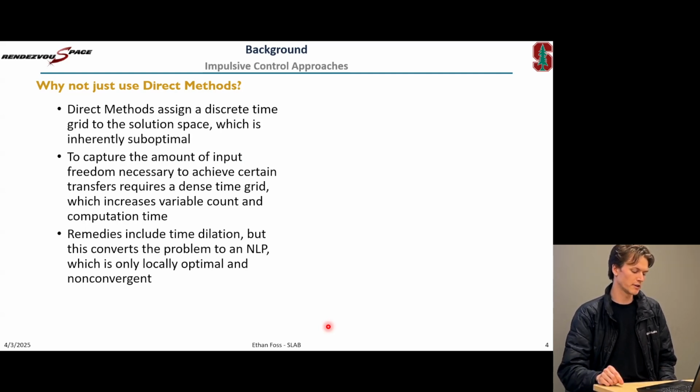There are several remedies to this problem. You can assign a lower variable problem structure by introducing a time dilation parameter. But the problem is this leads to a nonlinear program, which can only be solved generally to local optimality and is generally non-convergent.